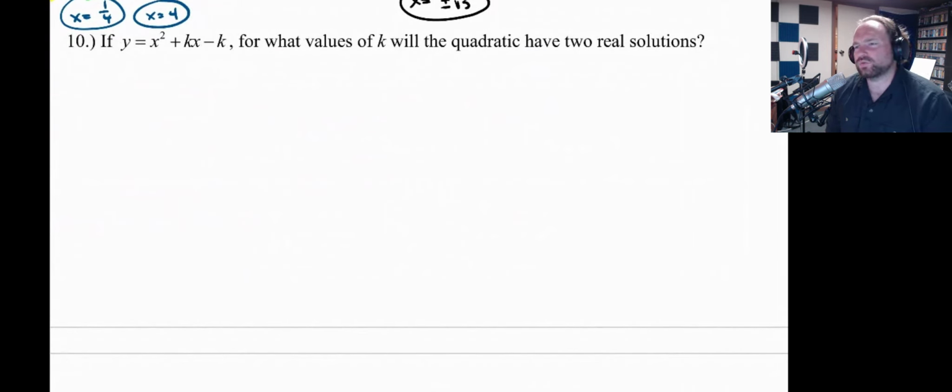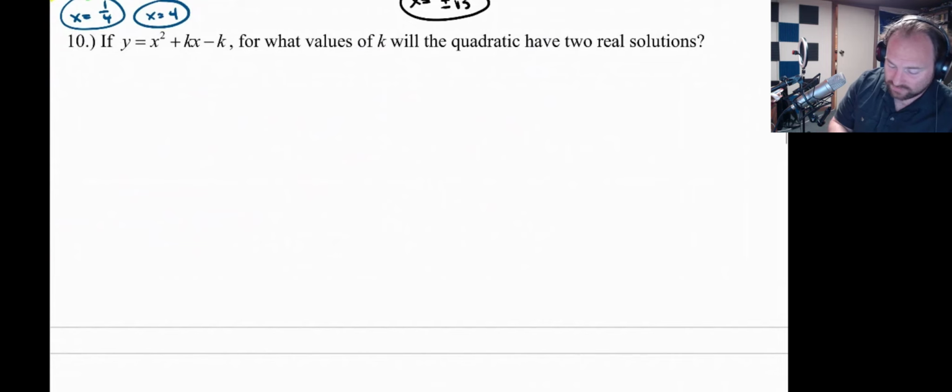We have y equals x squared plus kx minus k. K is just some constant, and it's worth mentioning that it's repeated. It's got to be the coefficient of x there, and then also the constant at the end being subtracted. For which values of k will the quadratic have 2 real solutions? Now, this one we're going to be unable to factor because we just don't have any knowledge about what the numbers are, so we're going to have to resort to a different tool.